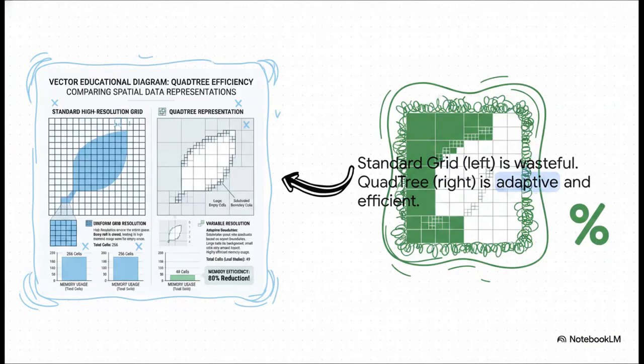And this image, this side-by-side, makes the difference totally obvious. Look at the standard grid on the left. It's so wasteful. It has to store info for every single one of those 256 cells, even the big, empty white ones. But the QuadTree on the right, it's smart, it's adaptive. It uses these huge cells for the empty space and only breaks them down into smaller pieces right where it matters, around the edges of that object.